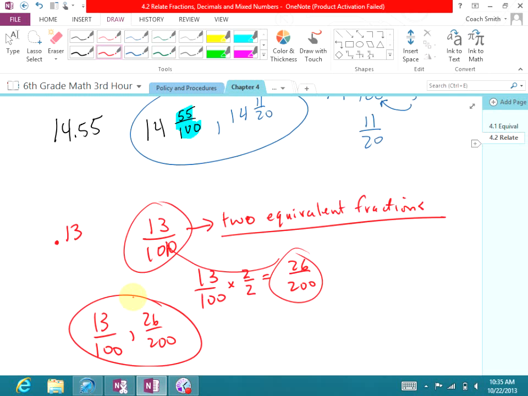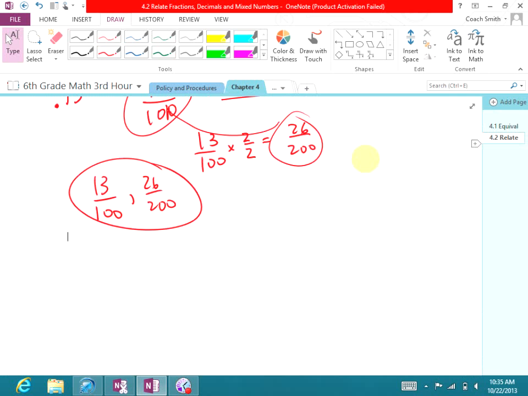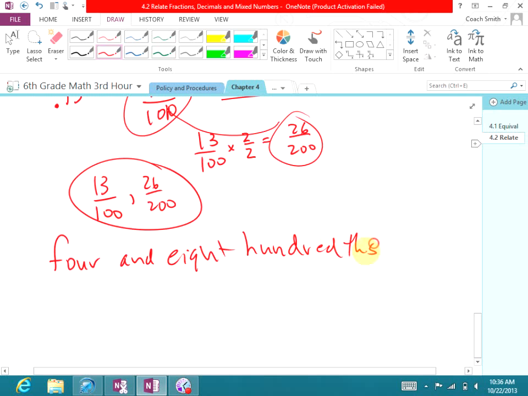Now, number 27 says 4 800ths. Okay? They want you to write it as a decimal and as a fraction. Okay, so what is the decimal number that is 4 800ths? What would the decimal number be? Colton? Yeah, 4.08.